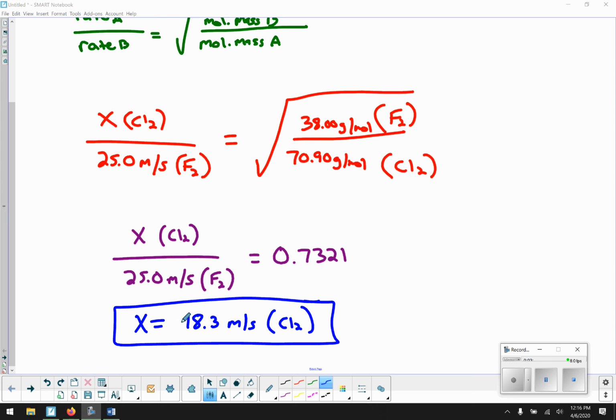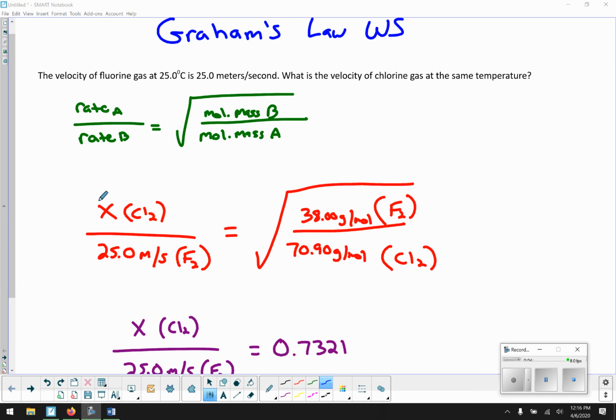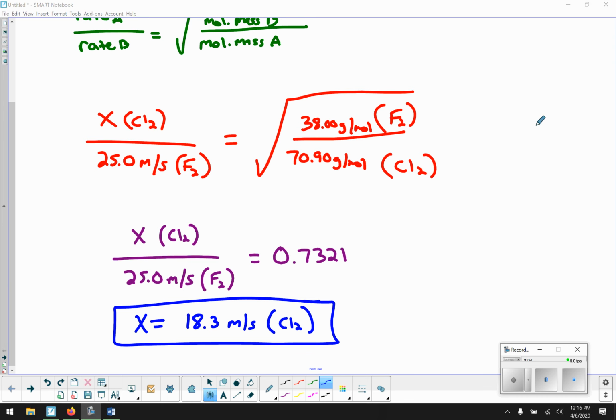And you find that x equals 18.3, and it's meters per second. And I put in parentheses that it was for chlorine gas. But 18.3 meters per second. The reason I went to 3 sig figs here is because 25.0 only has 3 sig figs. So that would limit us in that situation. So that's 18.3 meters per second. Nothing super complex there. Just remember, use your calculator to calculate the square root. It's not like you have to do anything complicated with this. Just calculate that value.